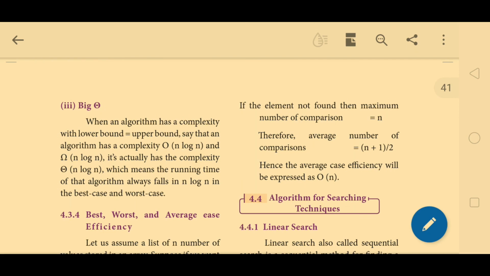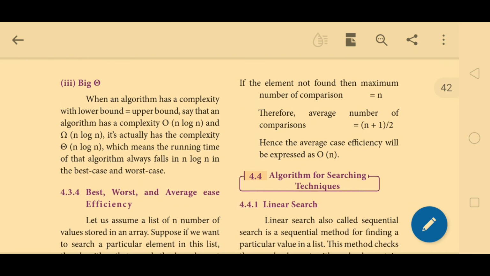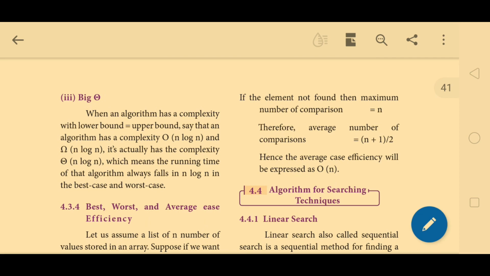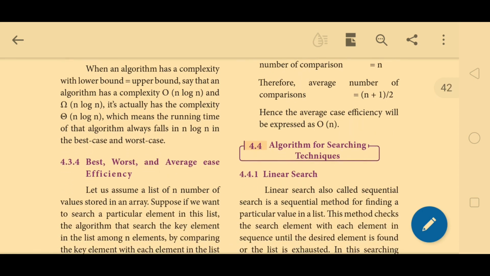Big theta: when an algorithm has a complexity where the lower bound is equal to the upper bound. Here an algorithm that has the complexity of big O of n log n and theta of n log n. It's nothing but the average case. Here the lower bound is equal to the upper bound.